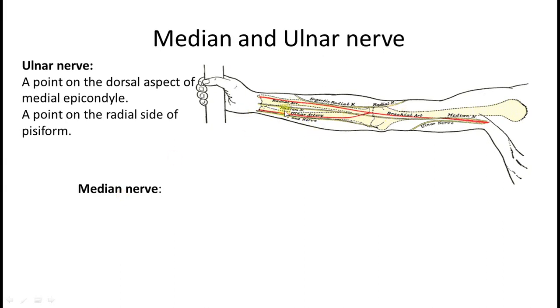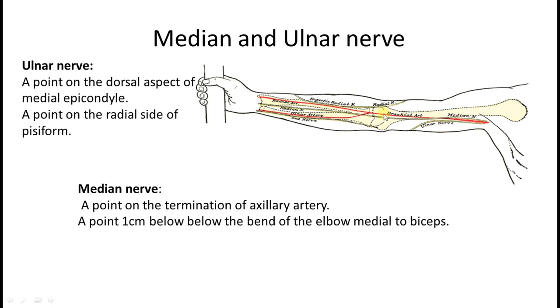So here you are able to see the median nerve in the forearm. First, a point where the axillary artery terminated: lateral wall of the axilla, junction of anterior 2/3 and posterior 1/3. You keep a point there, then another 1 centimeter below the bend of the elbow, medial to the biceps. That is the location of the median nerve in the cubital fossa.